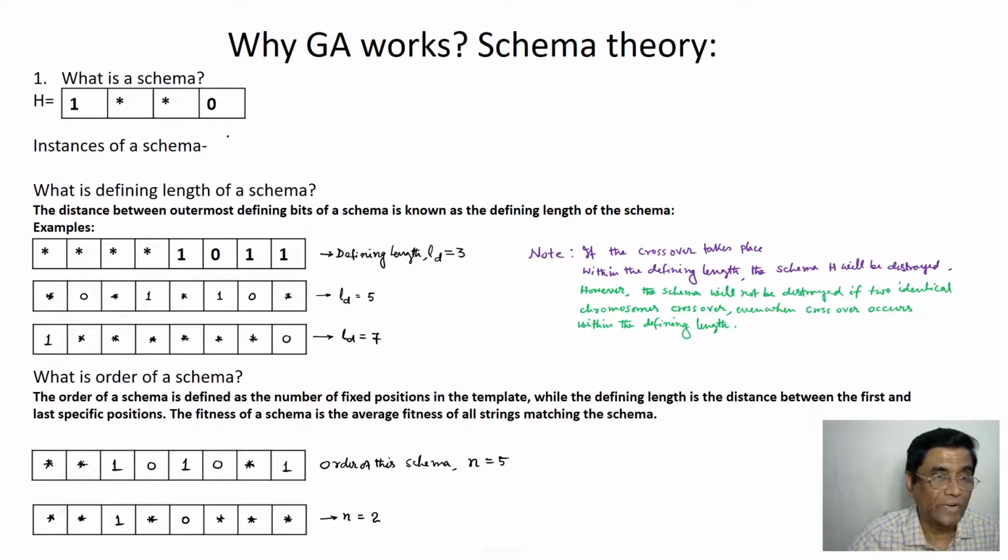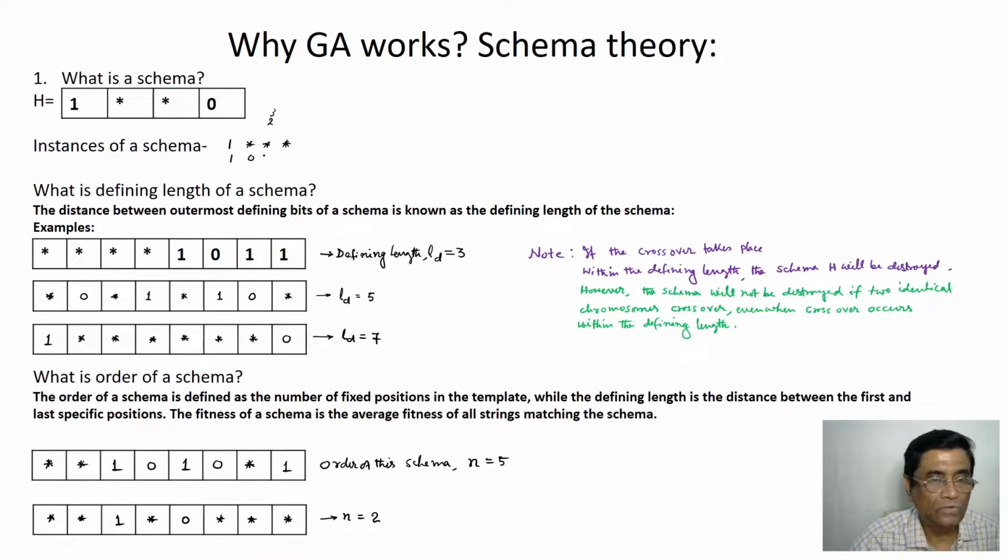In a generalized way, we are trying to understand how chromosomes will behave generation after generation. On the other hand, if you have a schema like this, with three undefined bits, there will be 8 instances, right?